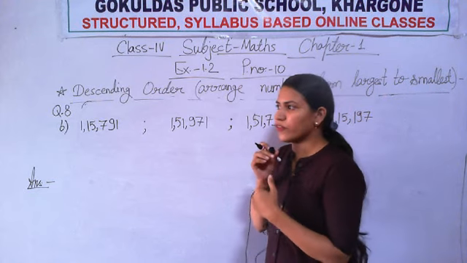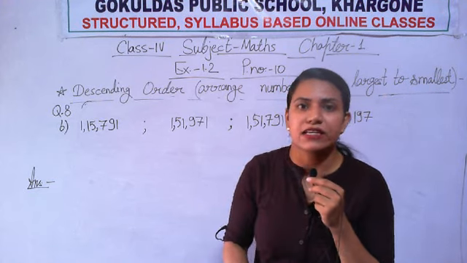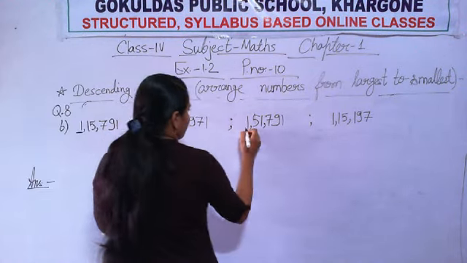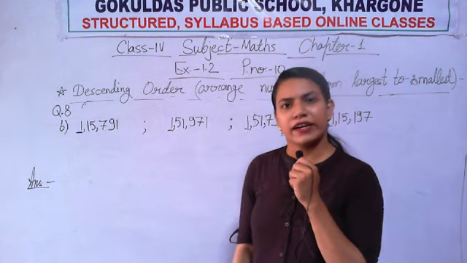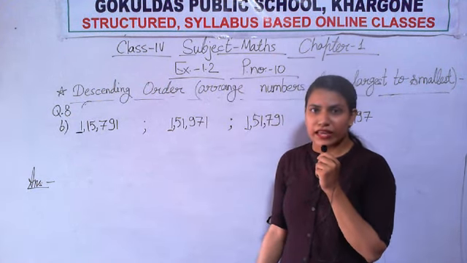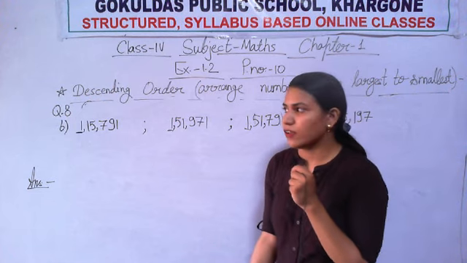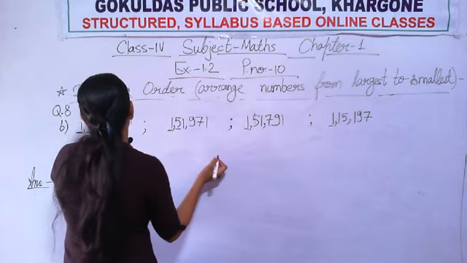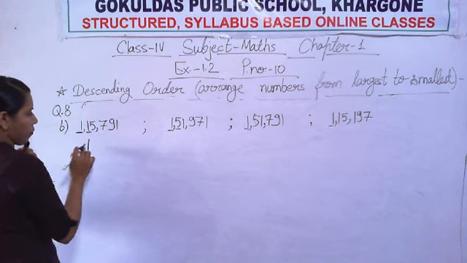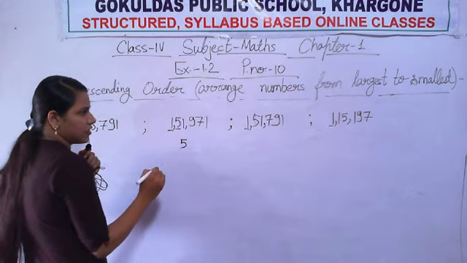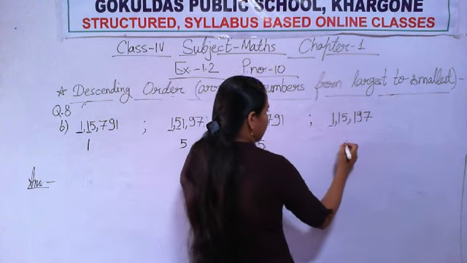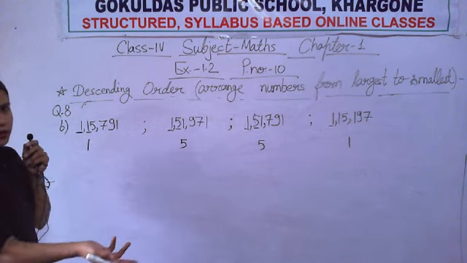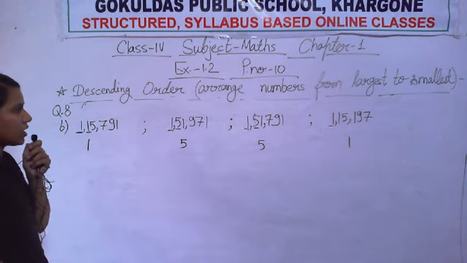So what we will do? Now we will compare the highest place values. Here at the highest place value 1 is there. So all the 4 numbers have 1 at the highest place. Then can you conclude which one is the largest? No, we cannot find. Then what we have to do? We have to check the next digit. So when you check, here 1, here 5, here the next digit is 5 and here the next digit is 1. Through this you cannot conclude which one is the largest number.